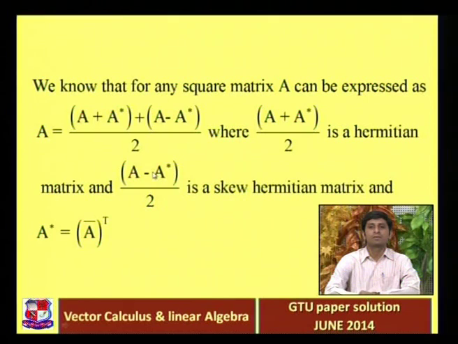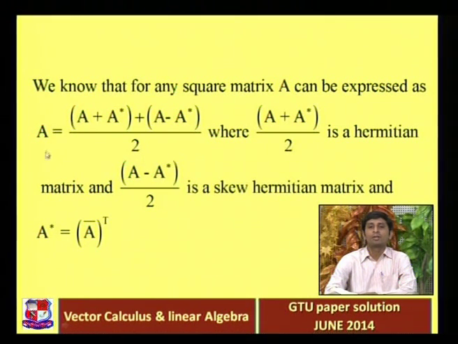Now first of all, just try to understand what is A star. That is exactly the transpose of the conjugate matrix, right. Transpose of A bar. A bar means conjugate. So in a complex matrix, if there are complex numbers, we have to write all the elements as the conjugate of that complex number, and then we have to transpose. So that is exactly our A star. So here is one important result, that any square matrix A can always be expressed as A plus A star divided by 2 plus A minus A star divided by 2.